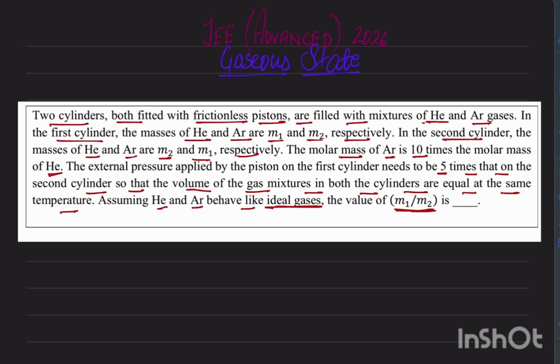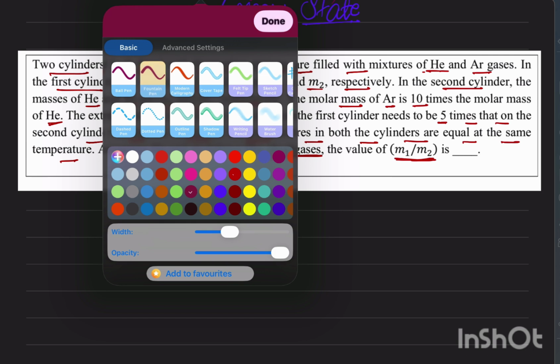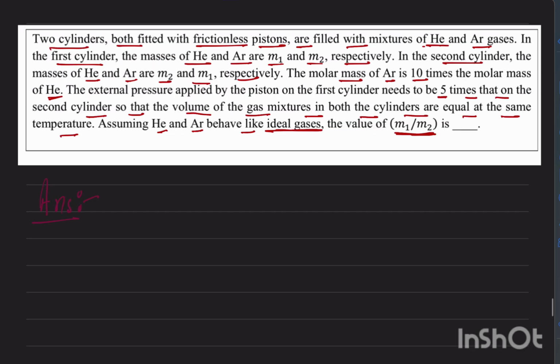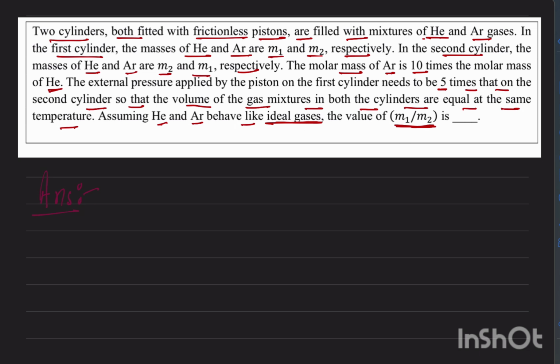The value of M1 by M2 is? So how to do this question? Let's start. What is given is two cylinders, and both cylinders are filled with helium and argon gas. So we can write the first cylinder and here the second cylinder.